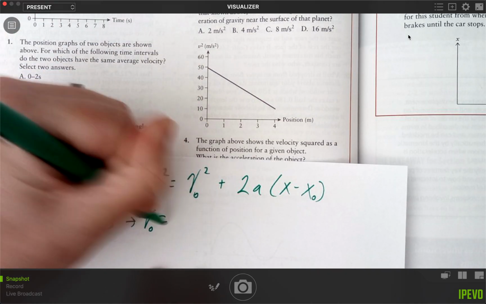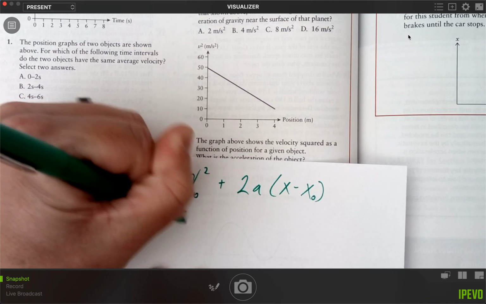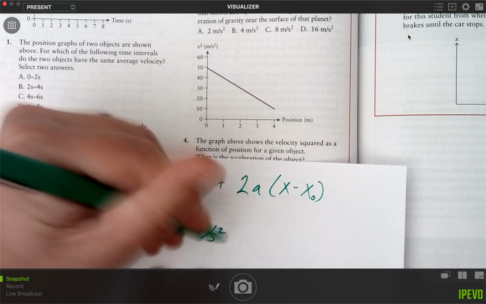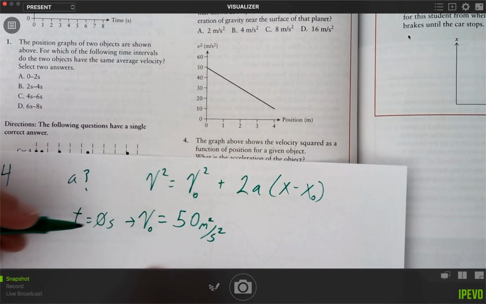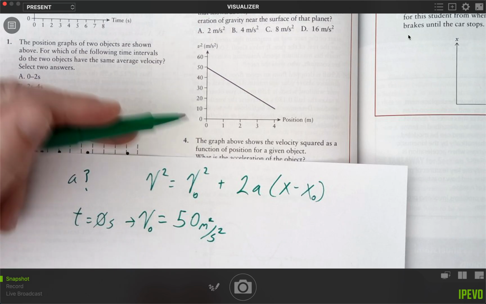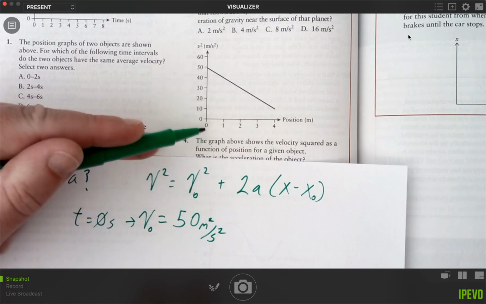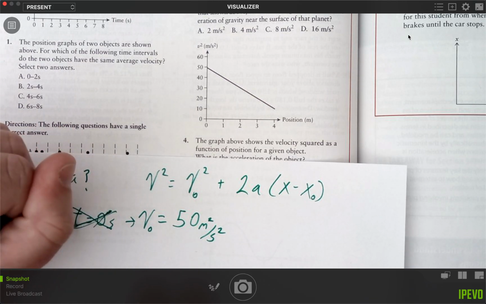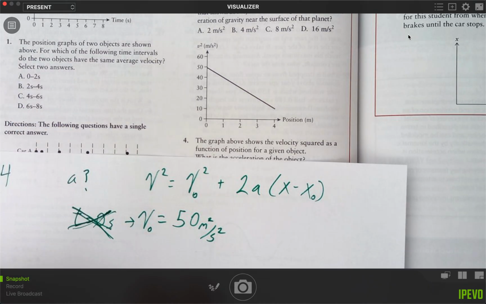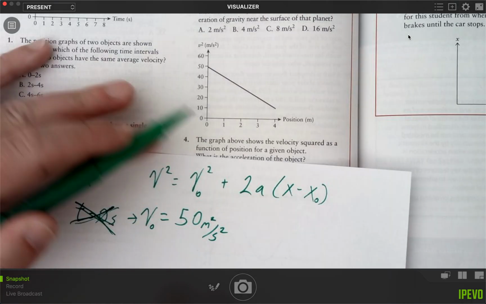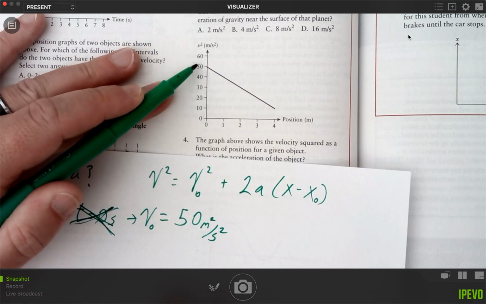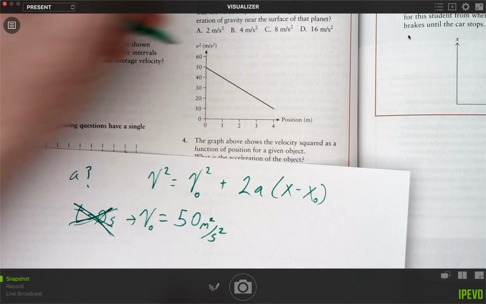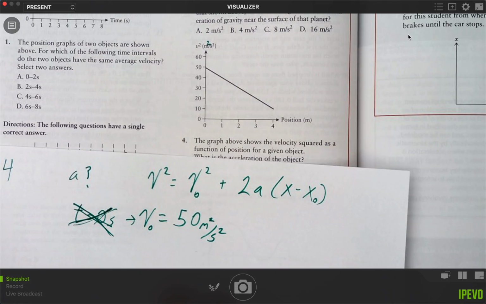So my v naught, my initial velocity squared, is going to be 50 meters squared per second squared. Now this isn't necessarily time equal to 0, but we're saying over this change in position. So I can assume that's time equal to 0, but we're not given time. We don't need time, so I'm going to get rid of that, just so we're not confused anymore. Based on the graph, the initial velocity squared here is 50 meters squared per second squared, because that's what velocity squared is.